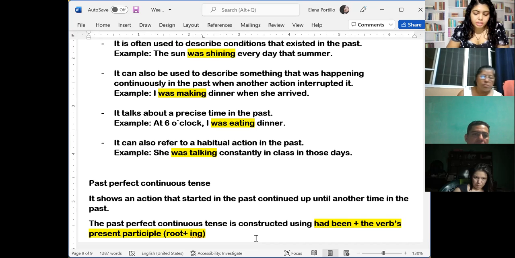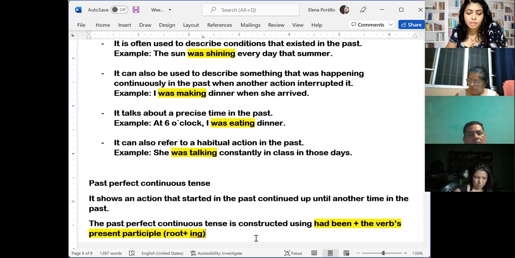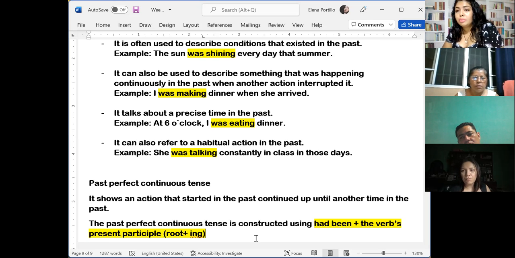Unlike the present perfect continuous, which indicates an action that began in the past and continues up to the present, the past perfect continuous is a verb tense that indicates something that began in the past, continued in the past, and also ended at a definite point in the past. So we have some difference between the present perfect continuous and the past perfect continuous. In the past perfect continuous, it is something that began in the past, continued in the past, and ended in the past. But in the present perfect continuous, it's something that began in the past and continues in the present.